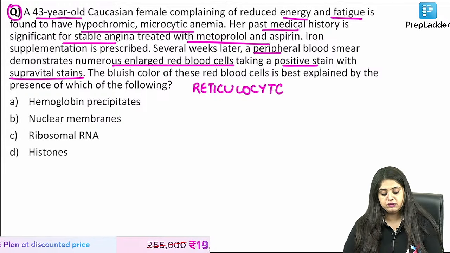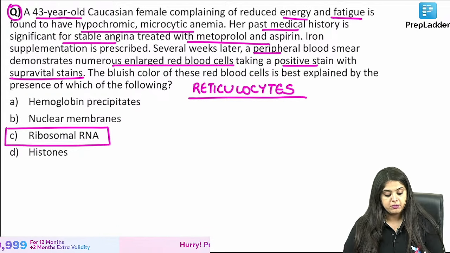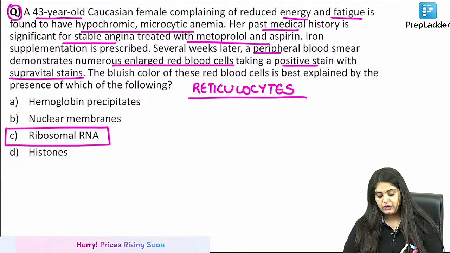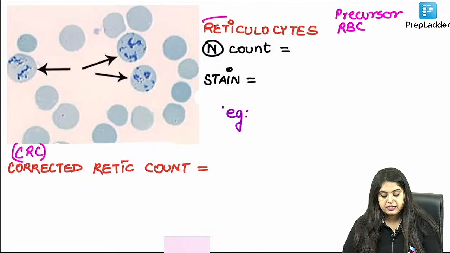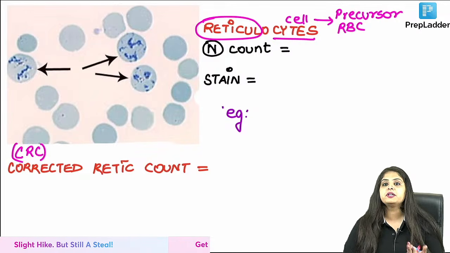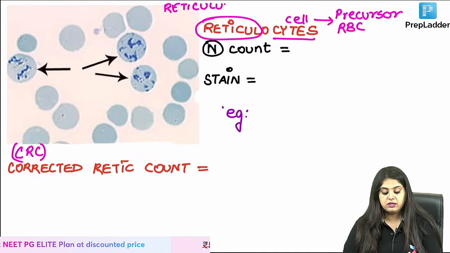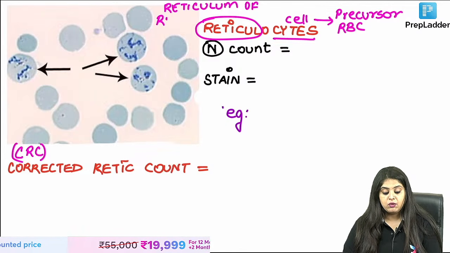Perfect, guys. Reticulocytes. That's not what I asked. Reticulocytes are made up of what? They are made up of ribosomal RNA. So before I go ahead, do you know why we called it reticulocyte? Because cyte refers to cell. What kind of a cell is it? It's a precursor of a red blood cell. But reticulo means it is a reticulum of RNA. And now how is it stained?